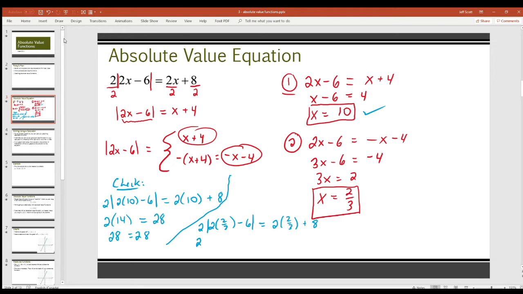This is going to ultimately require us to say that it's 2 times the absolute value of 4/3, and instead of minus 6, I'm going to turn that into something over 3. That would be minus 18 over 3.